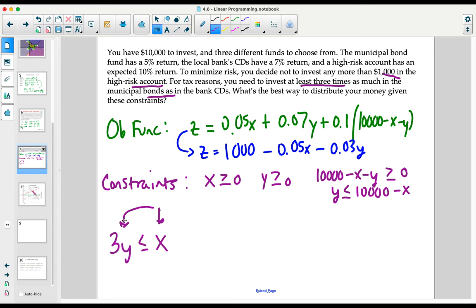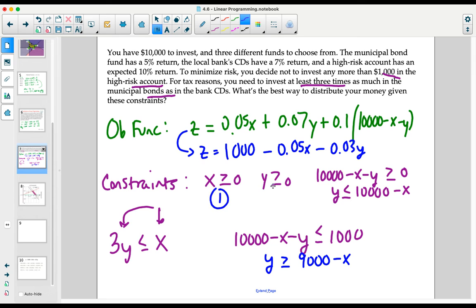Dealing with the no more than 1,000 in the high risk account, we're again going to use our statement for the high risk account amount, 10,000 minus X minus Y, and we know that that can't go over 1,000. And again, we can solve this for Y, making it a little bit easier to graph and a little bit easier to visualize. We end up with Y is greater than or equal to 9,000 minus X. So all cleaned up in all of its different versions, we have 1 constraint, 2 constraints, 3, 4, and 5. 5 different qualifications for amounts of money that we could put into all of these different accounts.